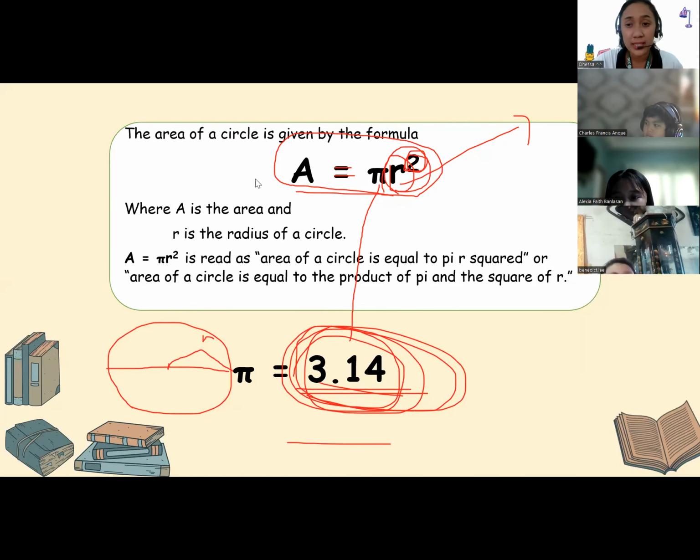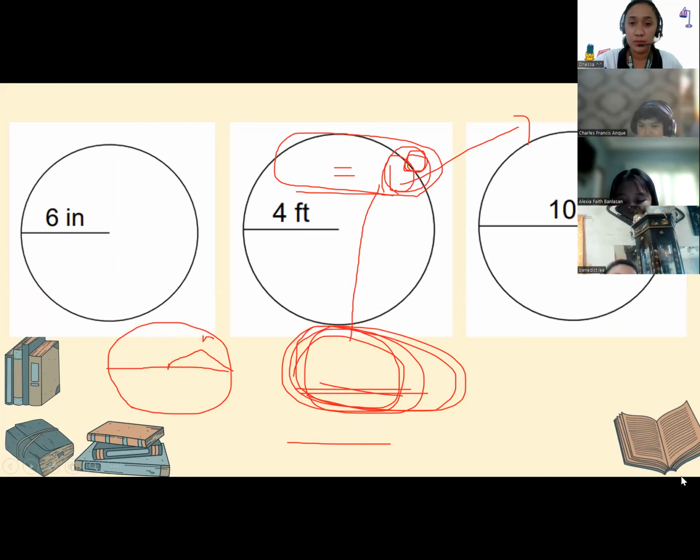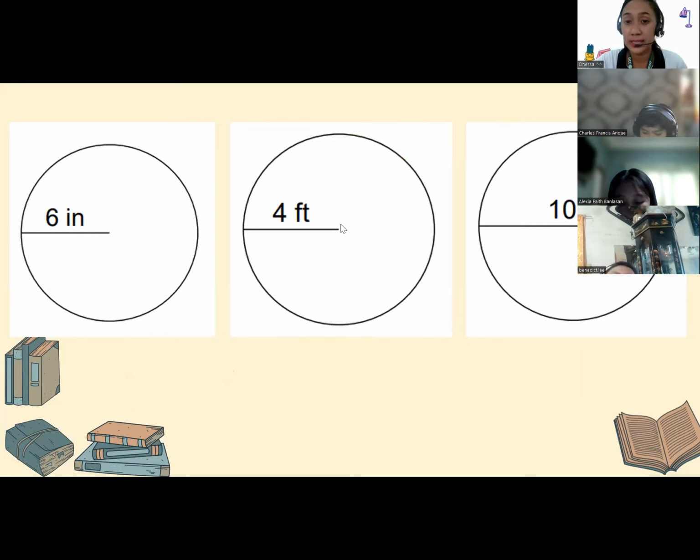So I think we're ready. Let's solve for the area of the circle. Okay, now let's have the 4 feet. Can you see the 4 feet? That's the radius.